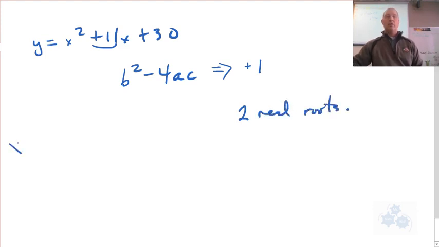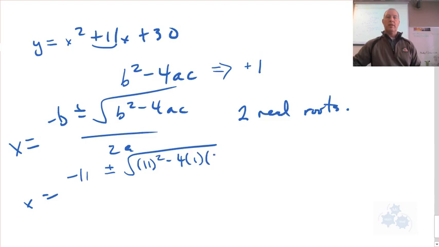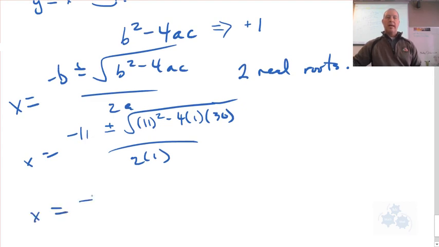Okay? Quadratic formula. Let's actually go ahead and do this. So it looks like this. Negative b is negative 11, plus or minus. Well, we figured out what this was, but let's write it out here. So that's 11 squared minus 4 times 1 times 30, all over 2 times 1. So as we continue through this, we get negative 11 plus or minus the square root of 121 minus 120, that's the square root of 1, over 2.